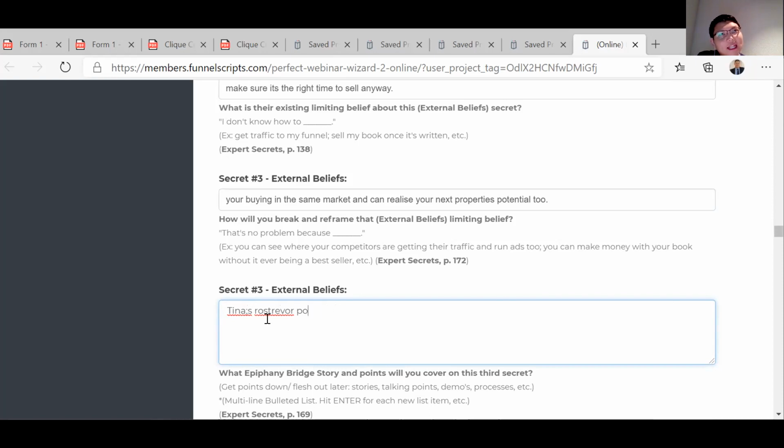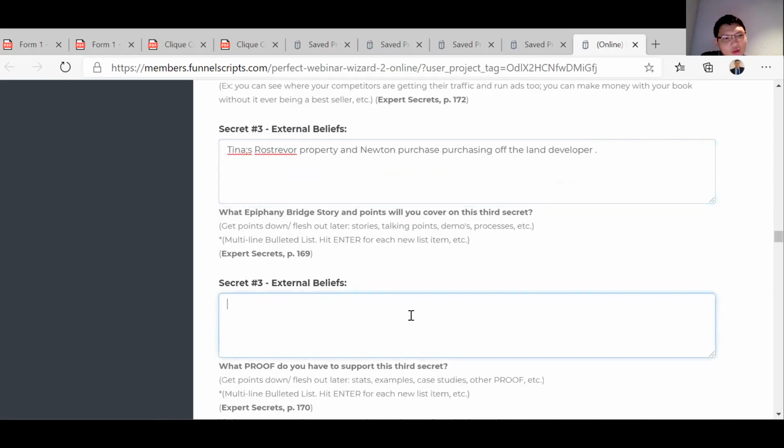The goal is to break down the limiting belief. They believe they want to sell in the best market condition. Then you just have to use a story to break down the belief, to say there's no best time to sell. The best time to sell is right now. Or there is no best time to purchase. The best time to purchase is right now. But you have to go back to a structure and make sure that your story has a script.